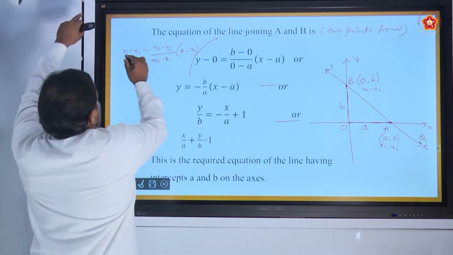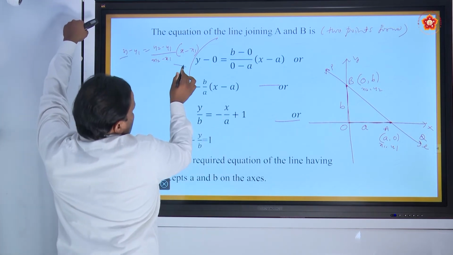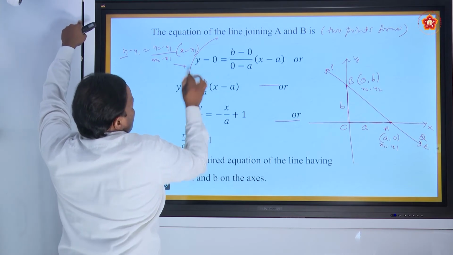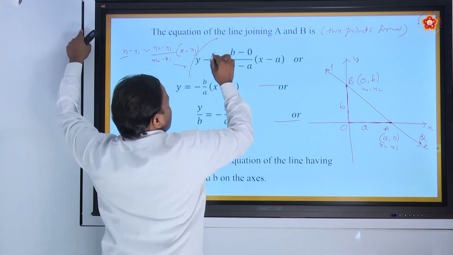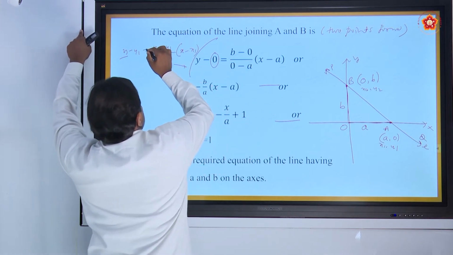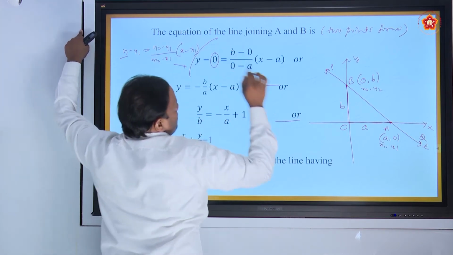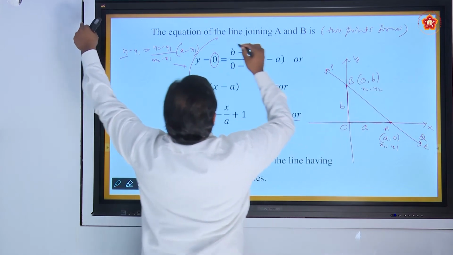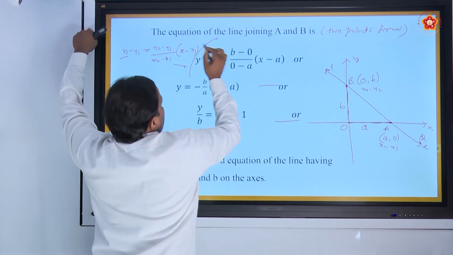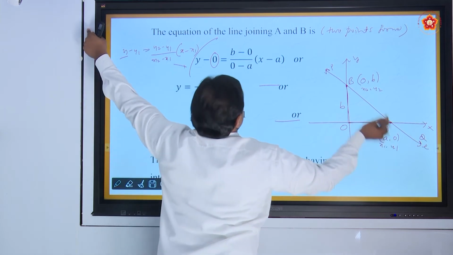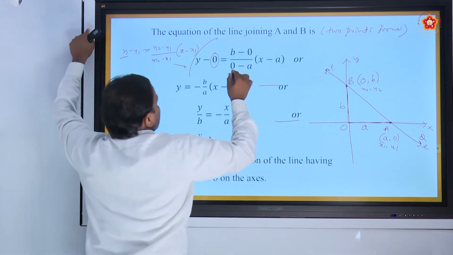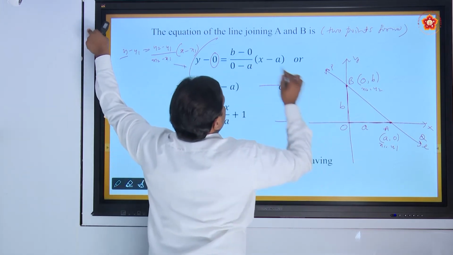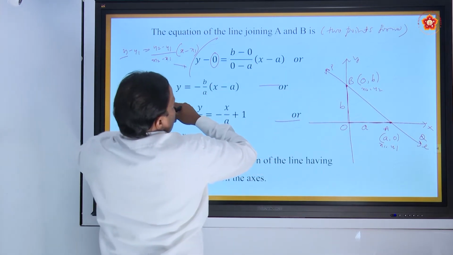Y as it is here, continue. What is y1? Observe here, x1, y1. y1 is 0, correct? Equal to y2, and y2 here is b. So instead of y2, b minus y1, where y1 is 0, by x2 minus x1. What is x2? It is 0, correct? And what is x1 here? It is a. Correct. Now the simplification.